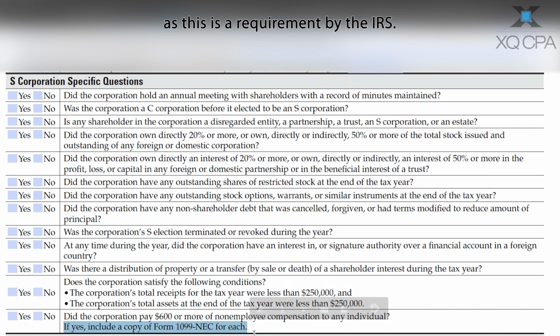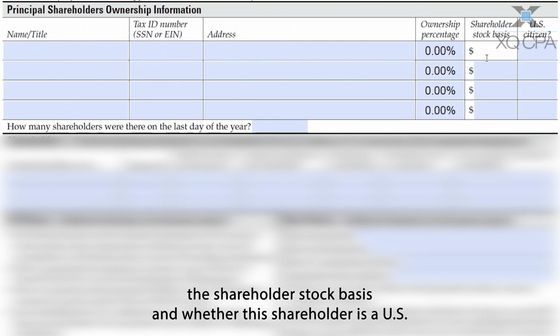The next section we're going to look at is the principal shareholders ownership information. This is important because when this 1120S tax return is completed, there will be something called a Schedule K1, which you will need to issue to your shareholders. And you will see, in order to prepare this, we will need the name and title, the tax ID number, address, ownership percentage, the shareholder stock basis, and whether this shareholder is a US citizen.